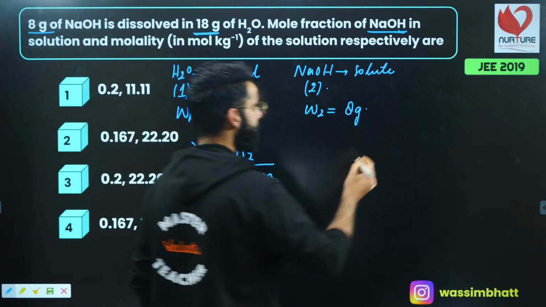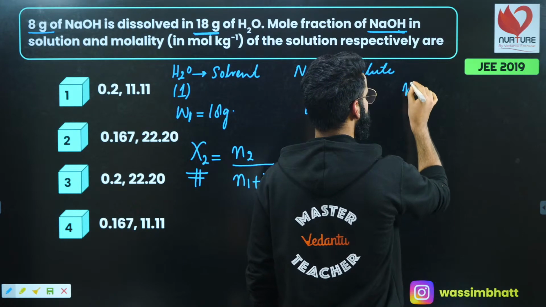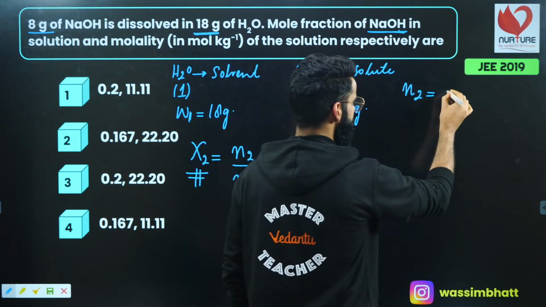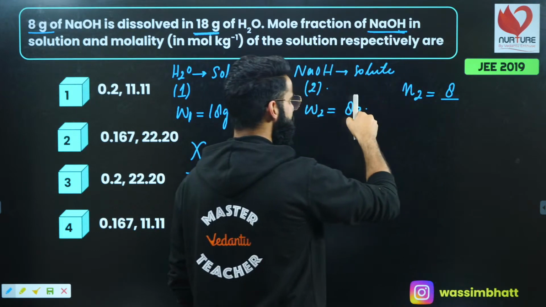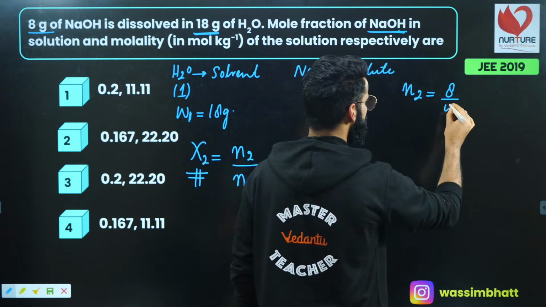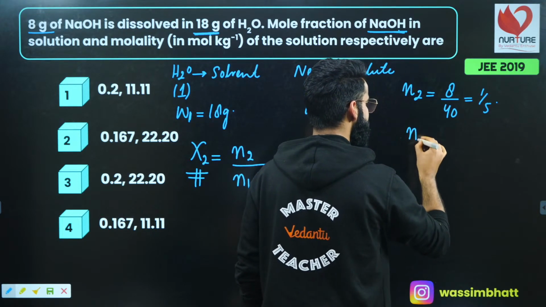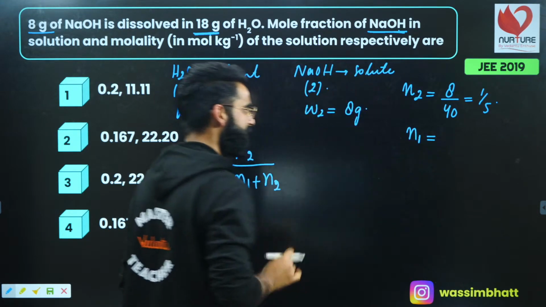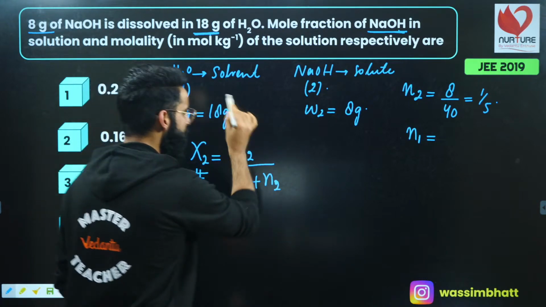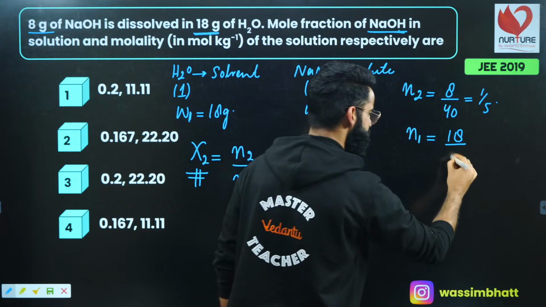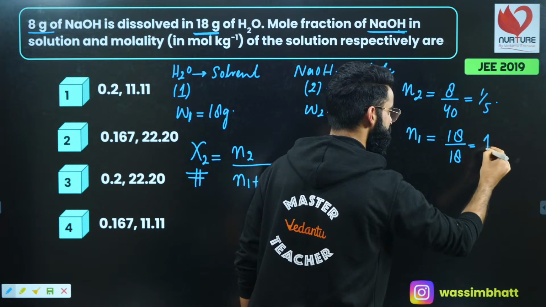Okay, now we will see. Let's try to get the value of N2 first. What is N2? Number of moles of solute. Number of moles of solute is going to be equal to mass of solute divided by molar mass of solute. What is the molar mass of NaOH? That's 40. The value comes out to be 1 by 5. Now let's calculate N1 value, number of moles of solvent. It's going to be equal to mass of solvent, which is 18 grams, divided by molar mass of solvent. Molar mass of water again is 18. The value comes out to be 1.